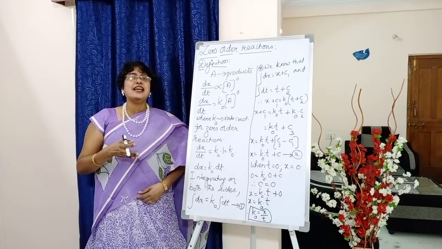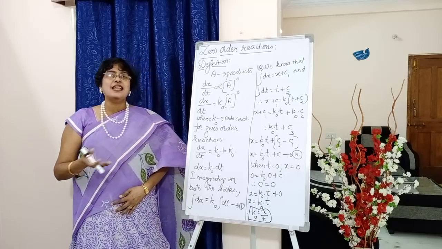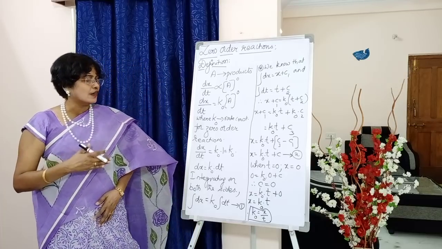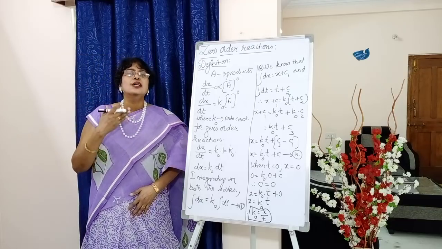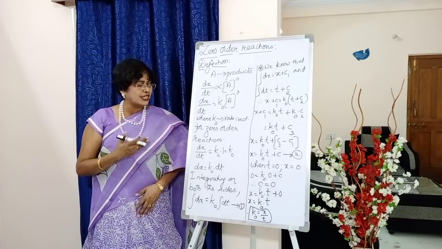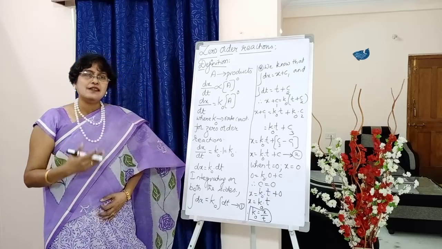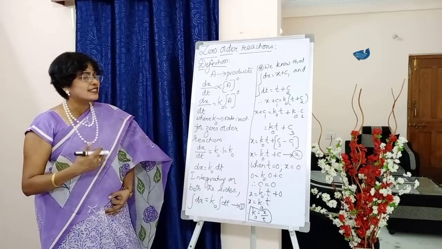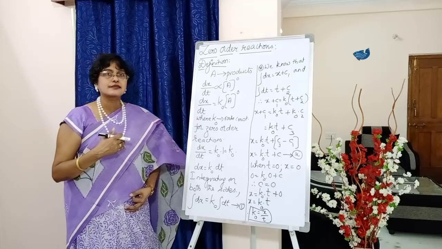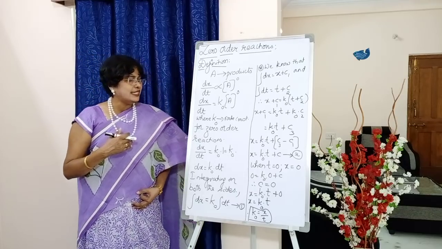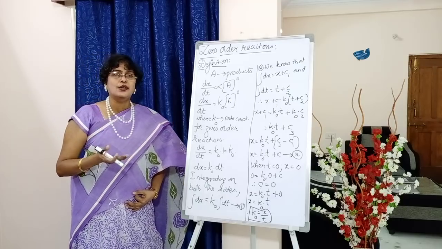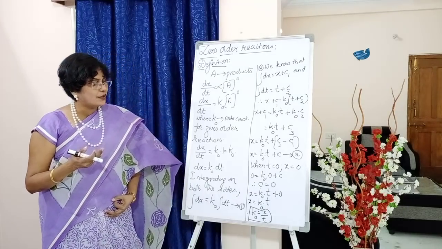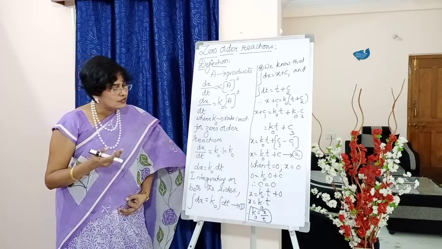What to do with this C value now? We will substitute C value in equation 2. Write down. Substituting C value in equation 2, we get x is equal to k naught into t plus 0. Therefore, x is equal to k naught into t.